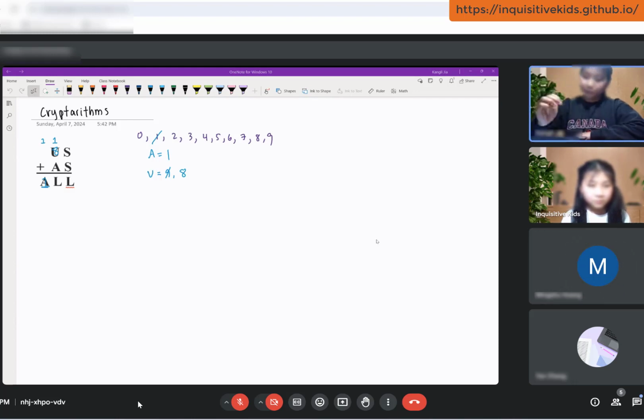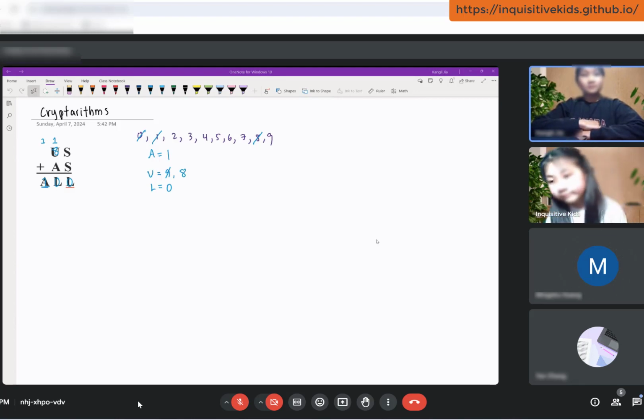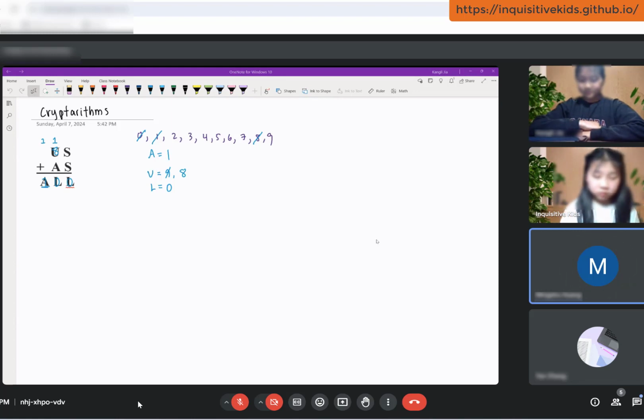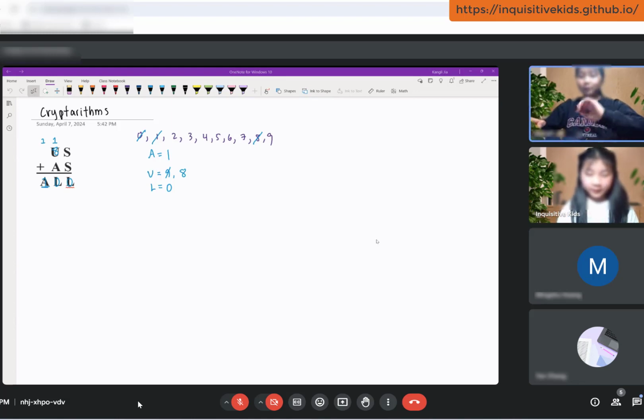Okay, I have a question for you. What would L equal? L is 0. Why is that? Why does L equal 0 no matter what? For some kind of reason, I figured that out earlier. Now I completely forgot about it. Okay, that's totally fine. So why L equals 0?